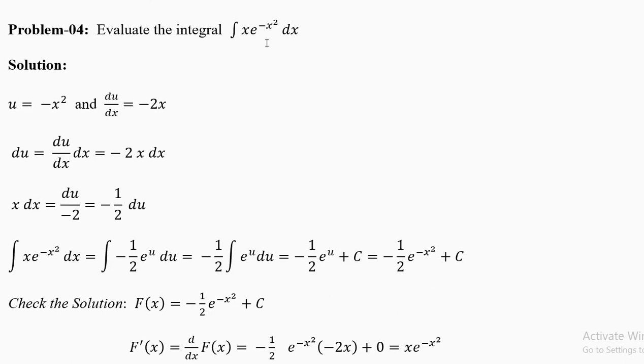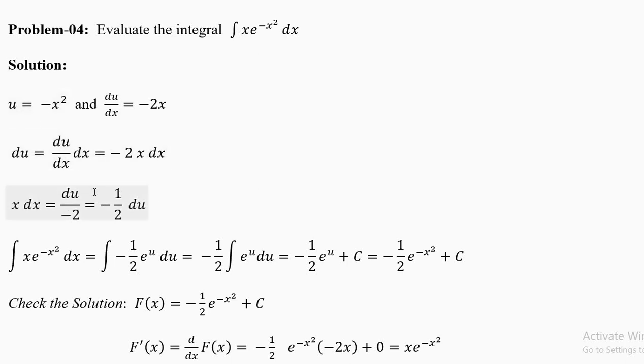X into e power minus x square. Now u equal to minus x square. This is the exponential function. Actually this function has a name because of the power 2. It is called Gaussian. You will find it in your statistics books and also in your physics books. So du by dx is equal to minus 2x, and x dx equal to minus half du.